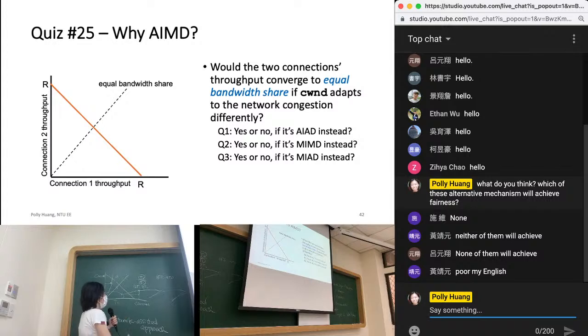MIMD. What about MIAD? MIAD is definitely drifting away, and the slope is going to change. Well, actually, no, the increasing slope is not going to change. It's still on the same straight line, except that it's decreasing a little bit slower, by the same amount. So it's going to change a little bit. The second increase is going to be the new T2 divided by T1 after the decrease.